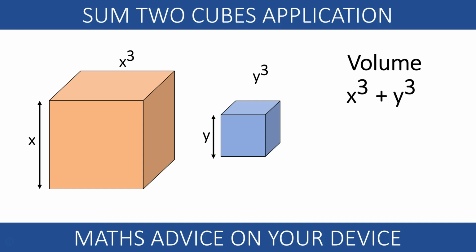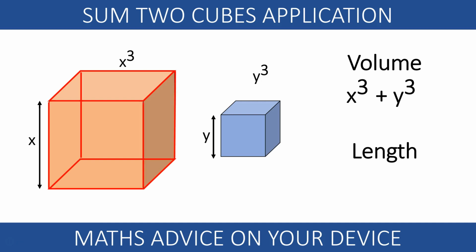Now, the length around the edges of the first cube is the sum of the 4 top sides, 4x, plus the 4 bottom sides, 4x, plus the 4 vertical sides, another 4x. Same for the second cube. We have the top 4y, plus the bottom, plus the vertical. The length is given by the expression 12x plus 12y.